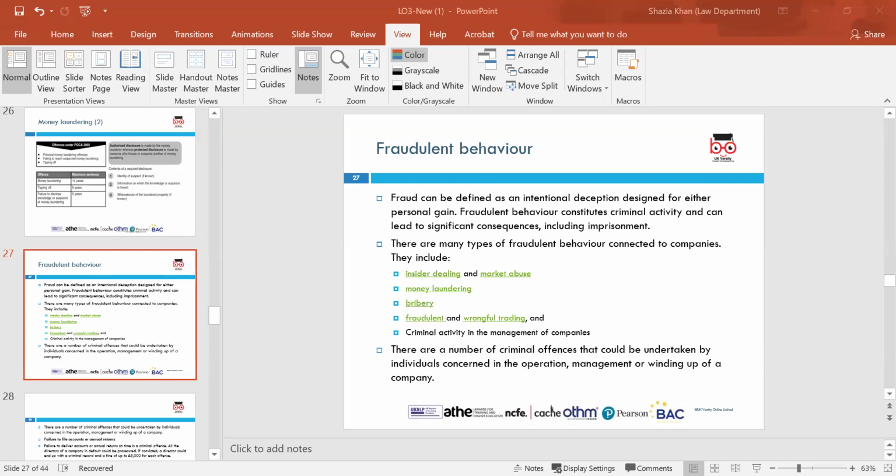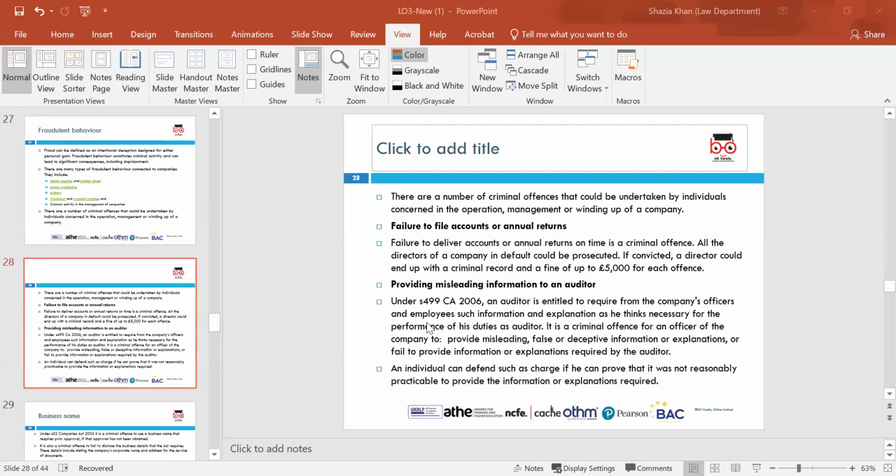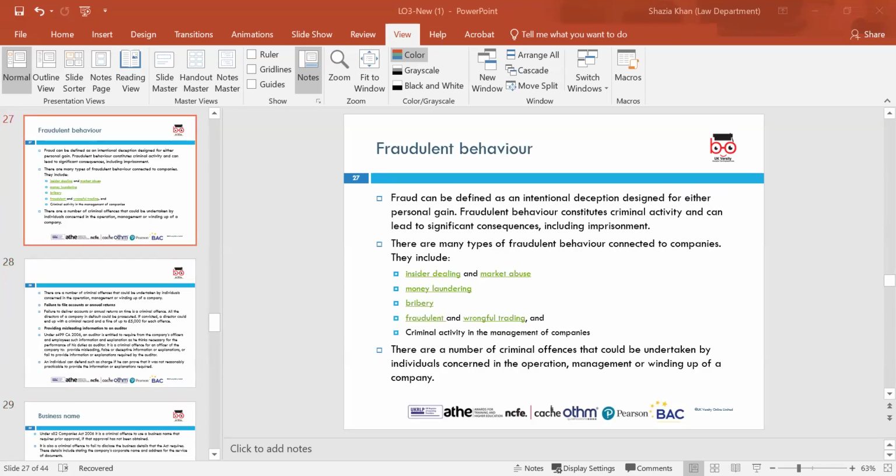Fraudulent behaviour can manifest in various ways. They include things like misrepresentation, forgery, Ponzi schemes, and insider trading. These can be recognised by the courts as well. And there are many types of fraudulent behaviour, which we said: insider dealing, money laundering, bribery, fraudulent or wrongful trading. These are areas that need to be taken into consideration when looking at fraudulent behaviour and how it impacts on society.